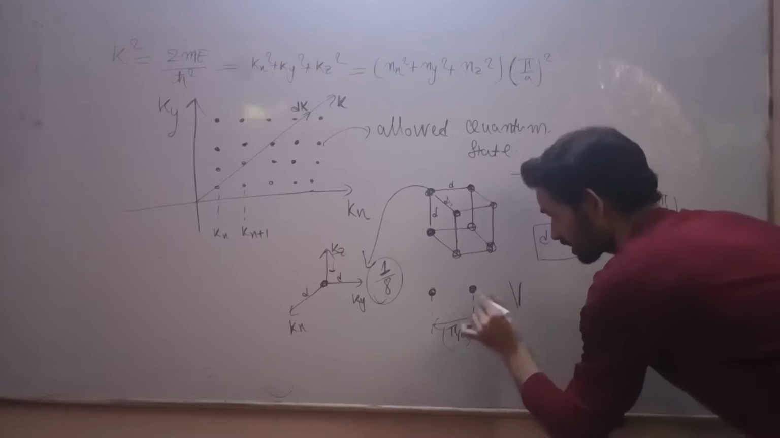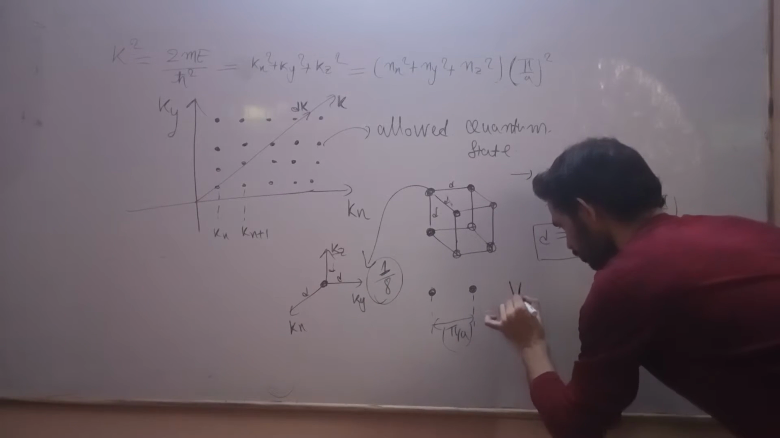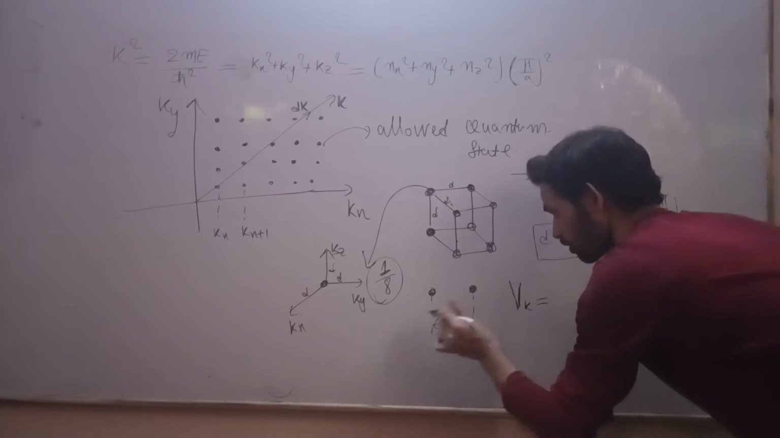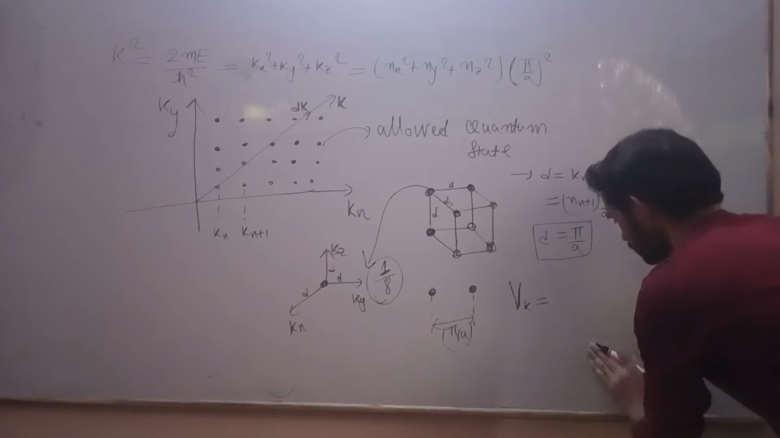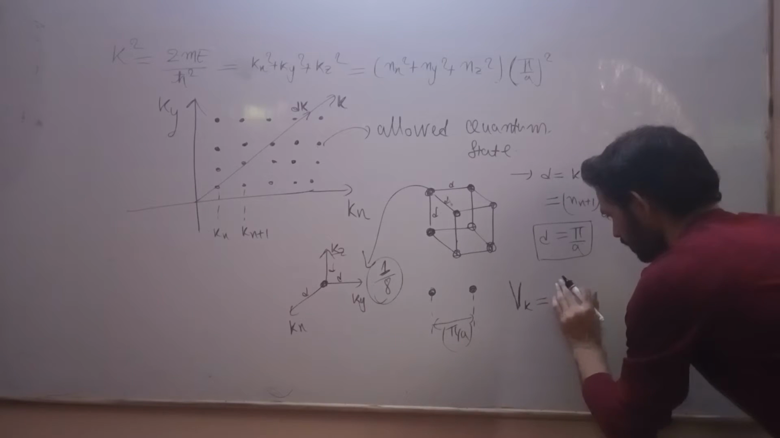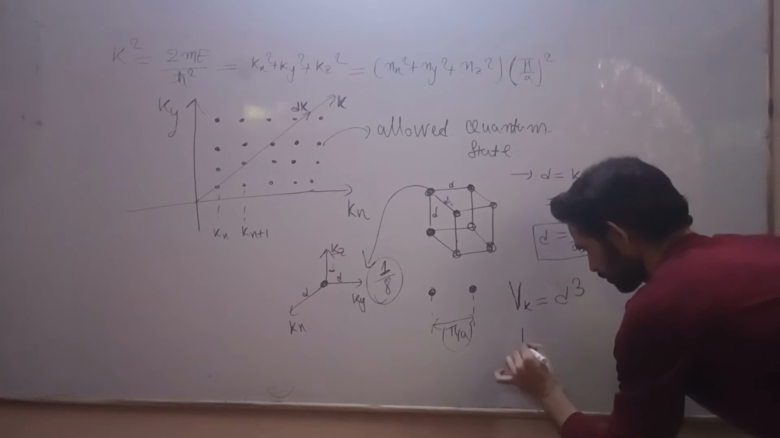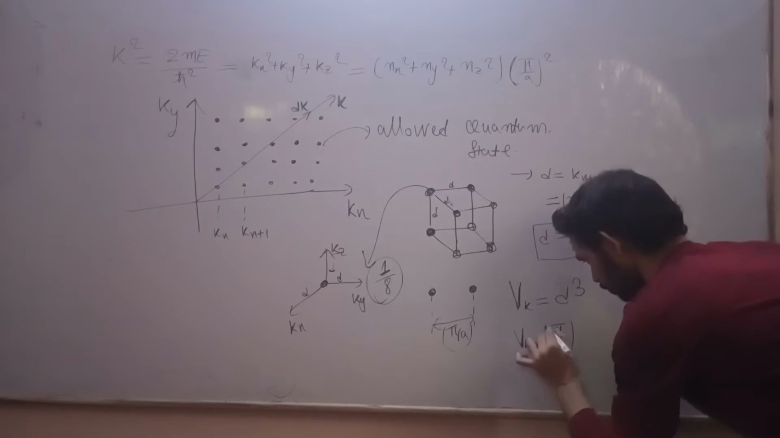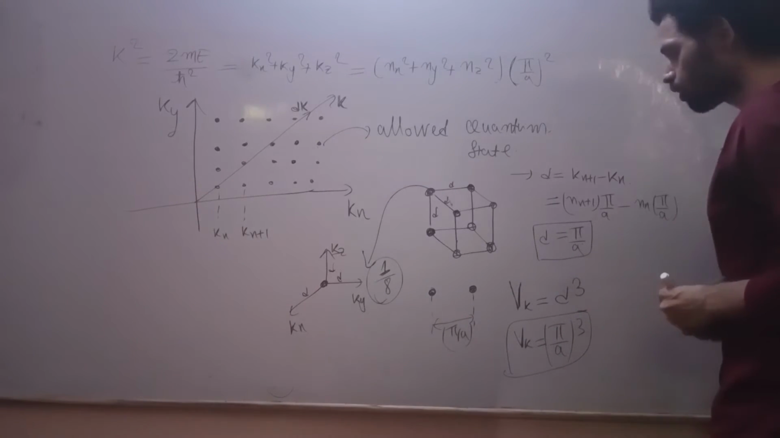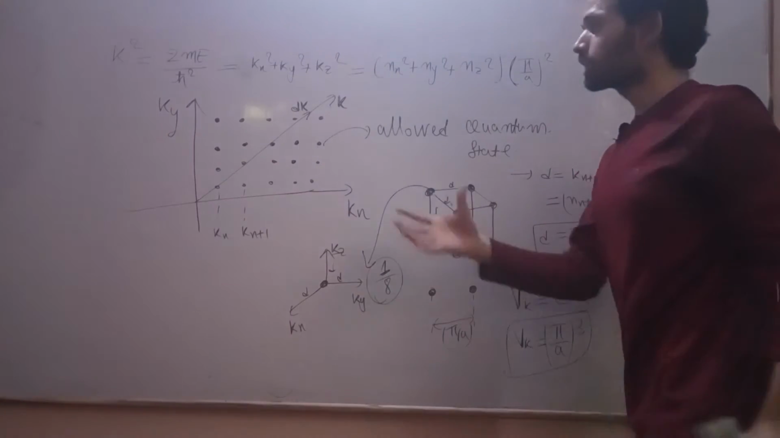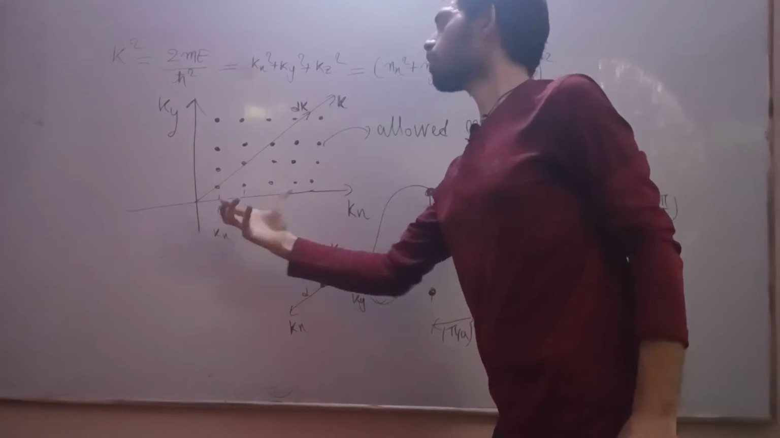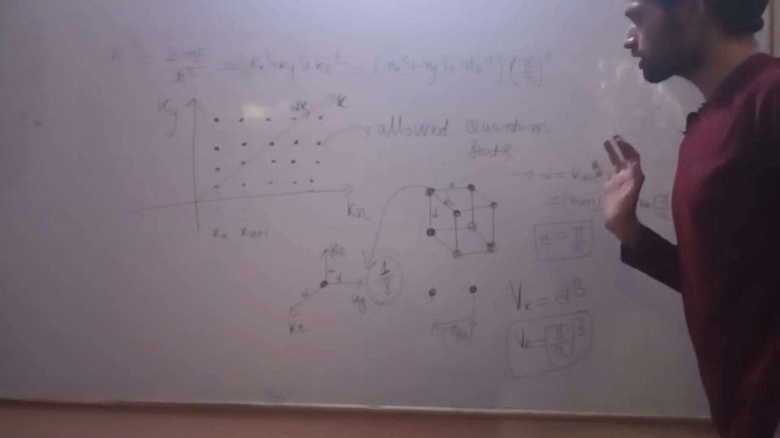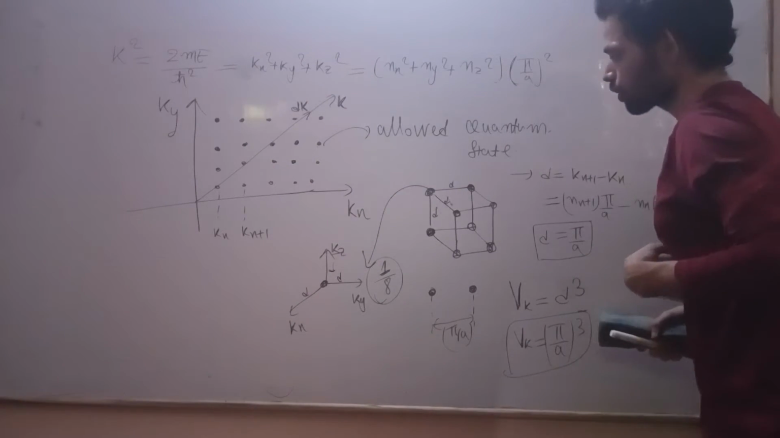So we are considering only this for a single quantum state. Therefore, what is the volume for this single quantum state? This is nothing but dq, which is nothing but pi by a whole cube. This is the volume of a single quantum state. I hope you understood this.